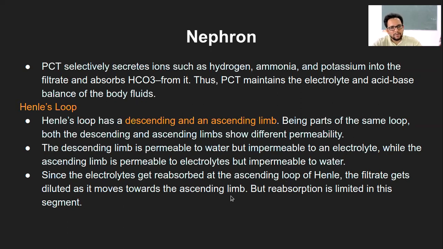From glomerulus, from blood, it came into the nephron. So from nephron, if it is absorbed or reabsorbed or secreted, it is going back into the blood. And that is where the vasa recta, that is the network of capillaries around the nephron, was present.